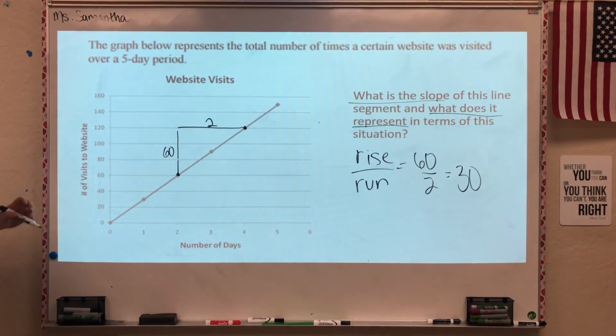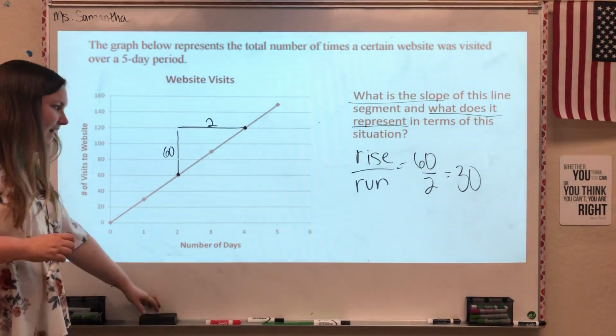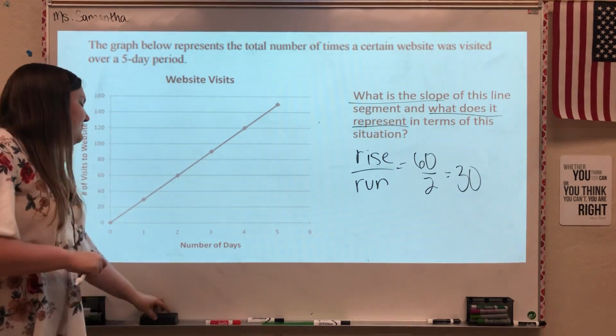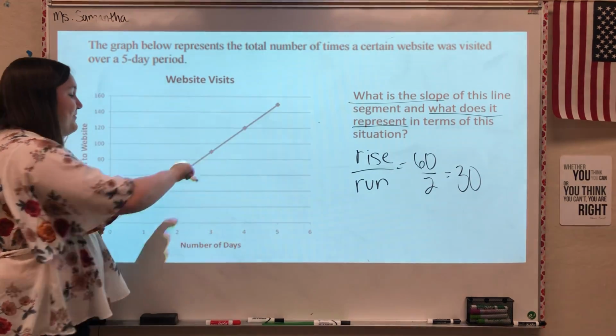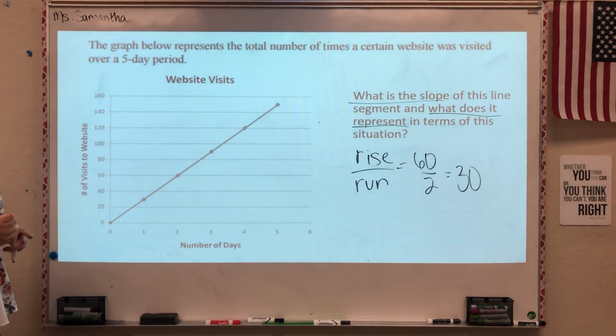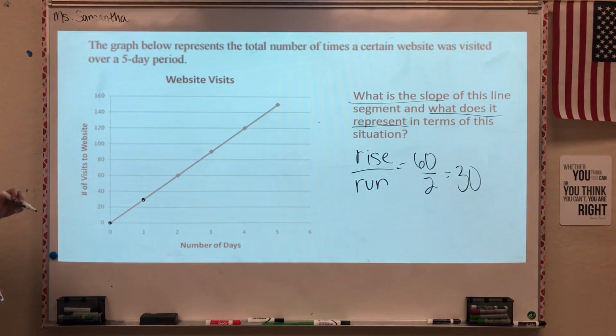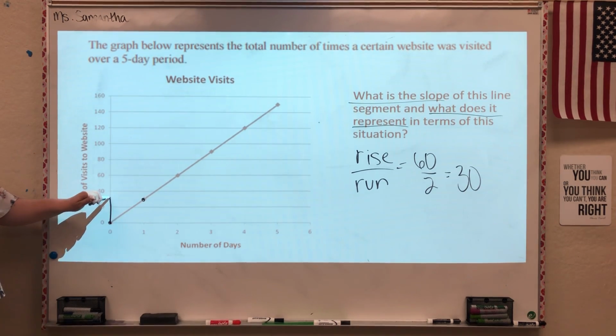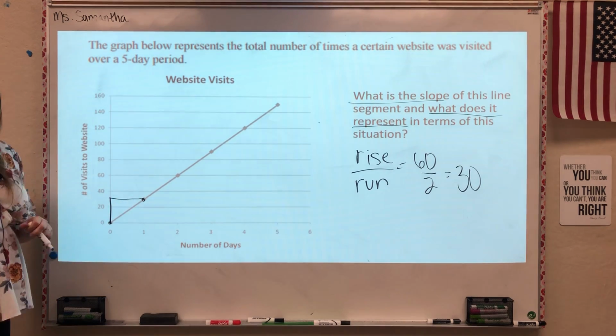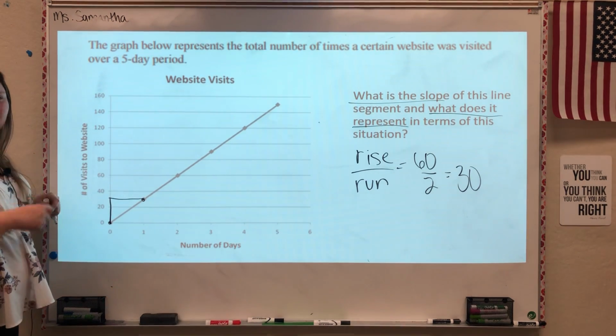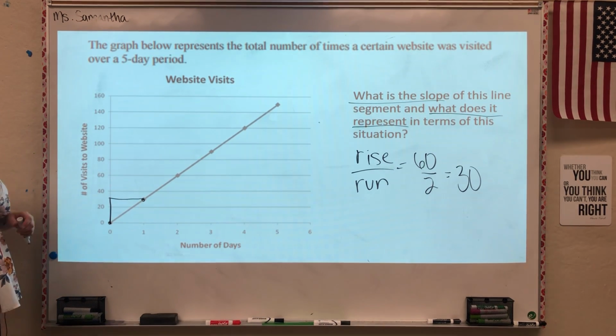That should have been the answer you got no matter which 2 points you pick. You could pick points really far apart. You could pick points really close together. I think these right here are another pair that's easy to see. The rise is 30, the run is 1. It can be easy sometimes when they're closer together because you don't have to count as much.